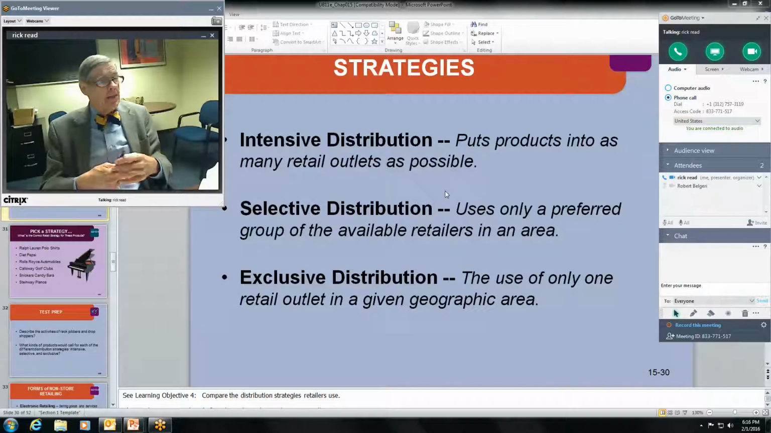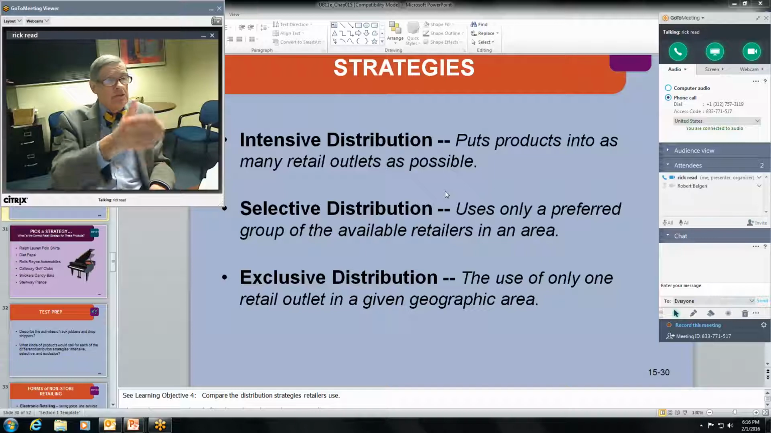And exclusive is exactly what it says. There will only be one retail outlet in a given area that will handle our product. Now, if we're talking about a fairly large geographic area, that may mean however many stores that retailer has. If we're not in that large of an area, then it may be just a single store.